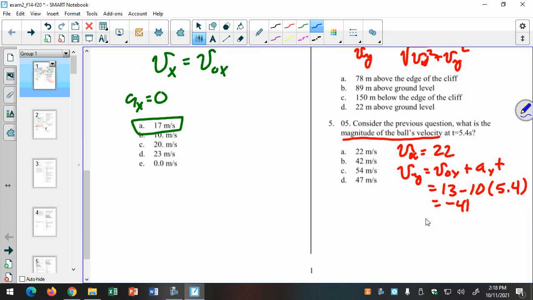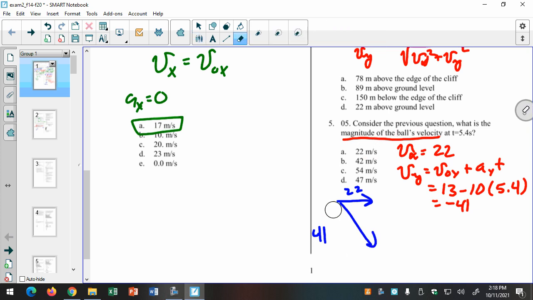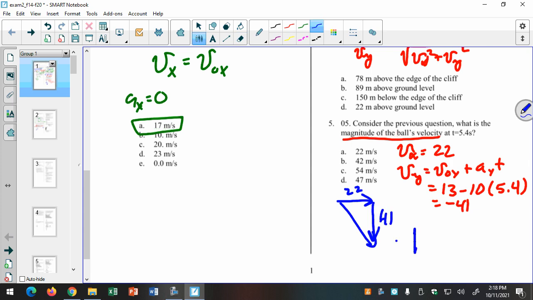And I have vectors that look like this, 22, 41, and I want to know this vector right here. I can think about this as a triangle. Just moving that vector over like that. And now I do the square root of 22 squared plus 41 squared.